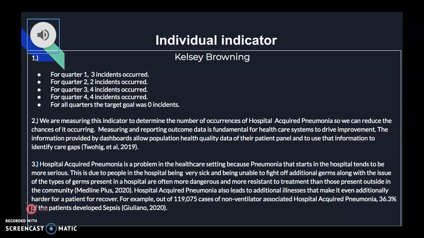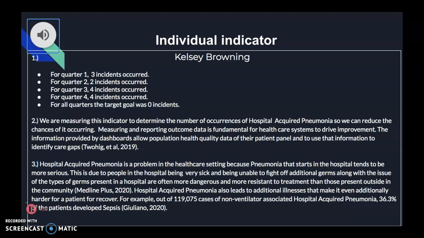For question number 2, the reason why we are measuring this indicator is to determine the number of occurrences of hospital-acquired pneumonia so we can reduce the chances of it occurring. Measuring and reporting outcome data is fundamental for healthcare systems to drive improvement. The information provided by dashboards allows population health quality data of their patient panel and lets them use that information to identify care gaps.